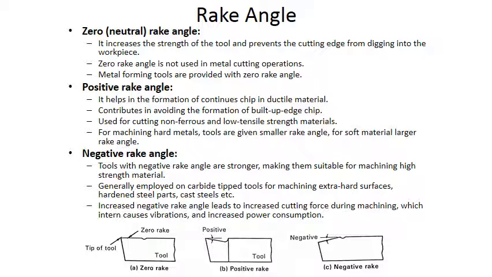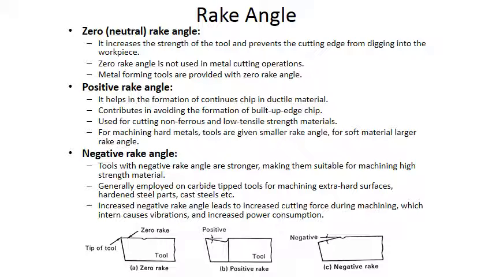And this is a positive rake angle. It helps in the formation of continuous chips in ductile material. It avoids the formation of the built-up edge of the chip. It is used for cutting non-ferrous and low tensile strength material. For machining hard metals, tools are given a smaller rake angle, and for soft material, a larger rake angle.